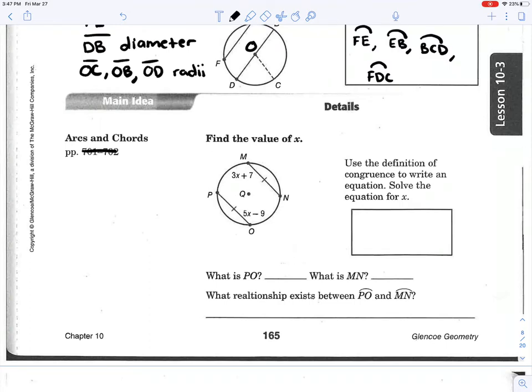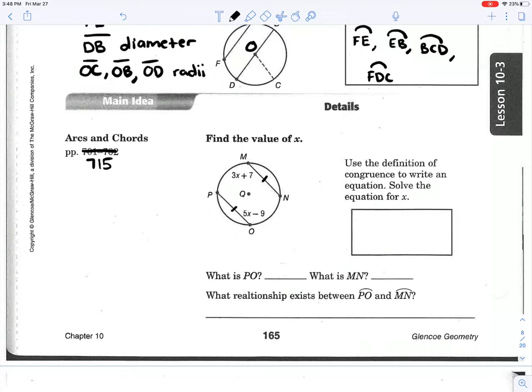So here's starting with our examples. This is actually more specifically on page 715. 701, 702 has some information, but 715 has a little bit more if you're looking for additional examples. So if I look at this, PO and MN are congruent, and I know that because it has these little dash marks on it to show me that they are congruent.